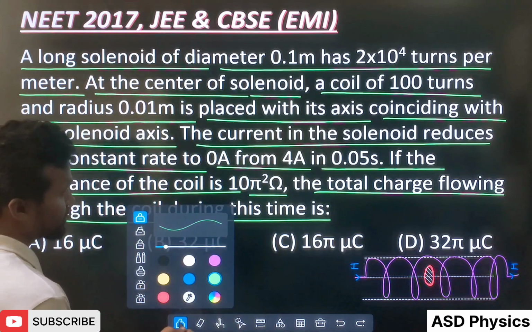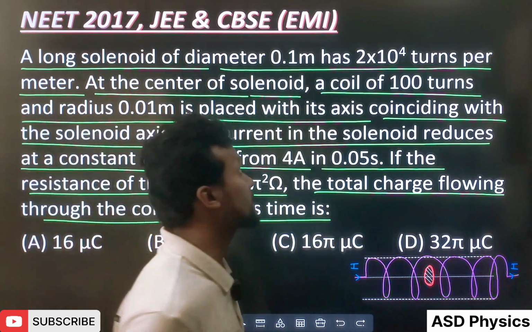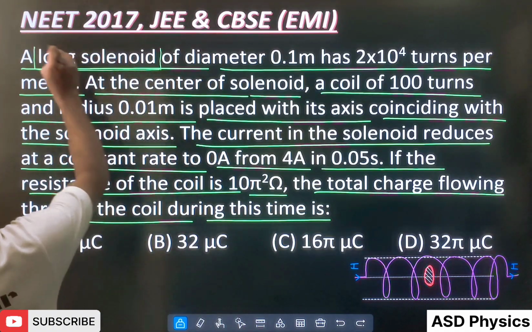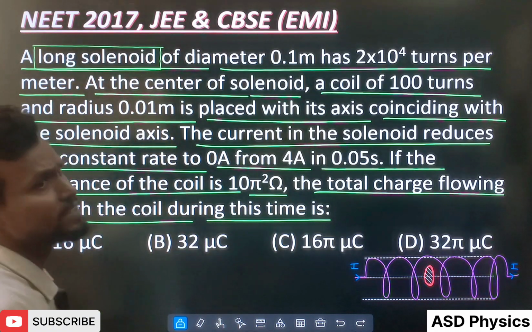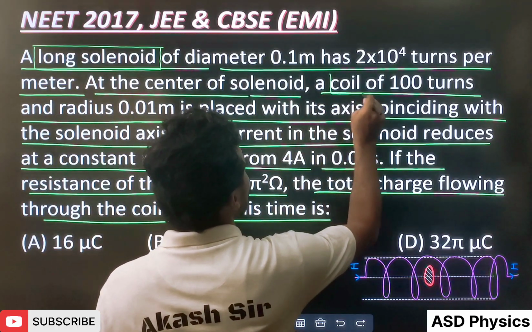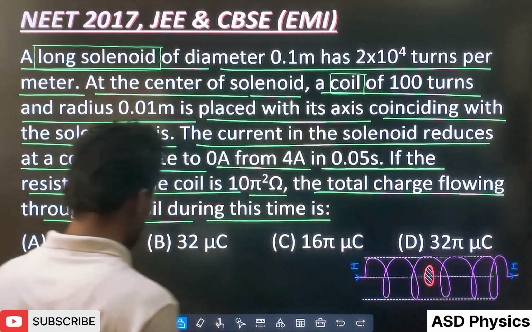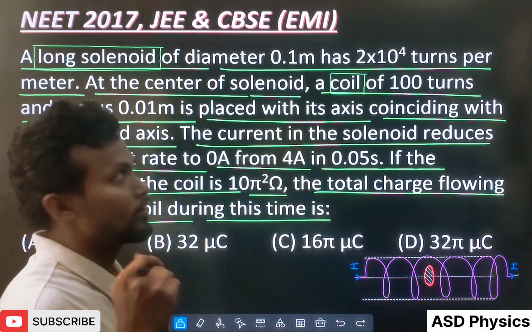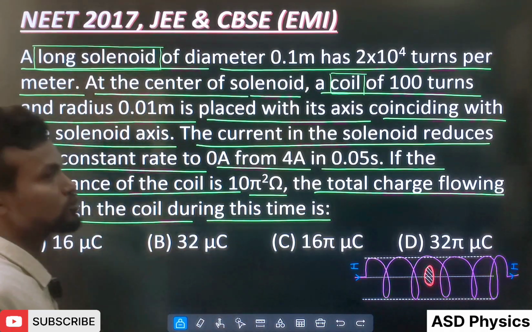Okay, so in this question, they are talking about first one, the solenoid. And which kind of solenoid is there? Long solenoid is there. That means we can tell infinite length solenoid. And second thing, they are talking about the coil. So one by one we will take the things. First I am going to take the solenoid, which, as I told you, is a long solenoid.